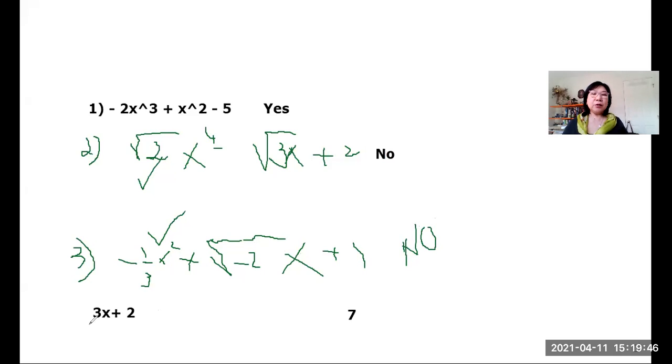Now let's take a look at the fourth one, and I should key in this is the fourth algebraic expression or equation. Is this a polynomial function? Yes or no? Now, I'm going to give you a second to think about it. It looks like a linear function, isn't it? It looks like a linear function, but it doesn't violate any condition of the polynomial function.